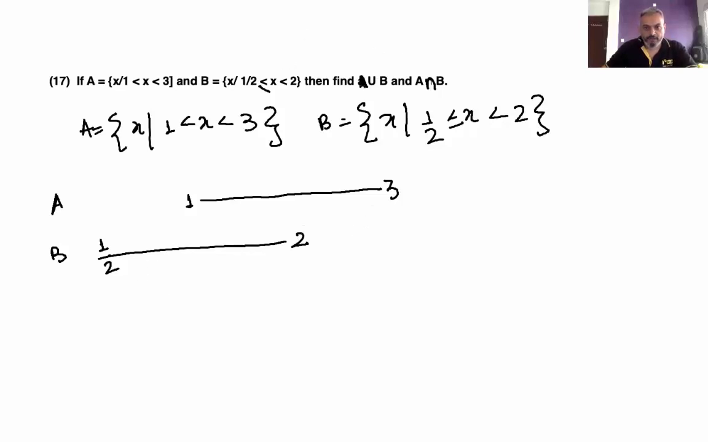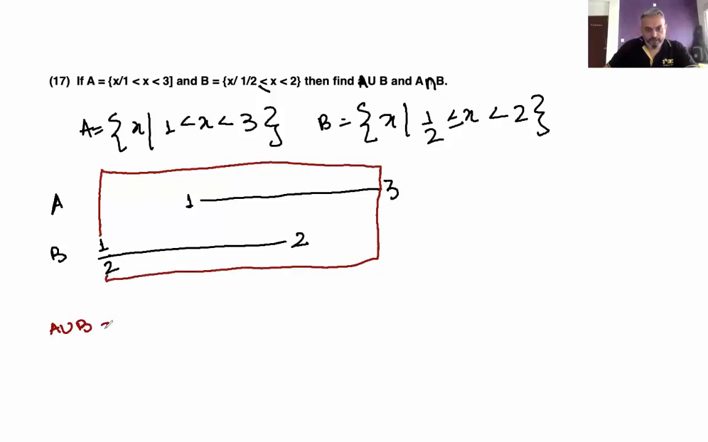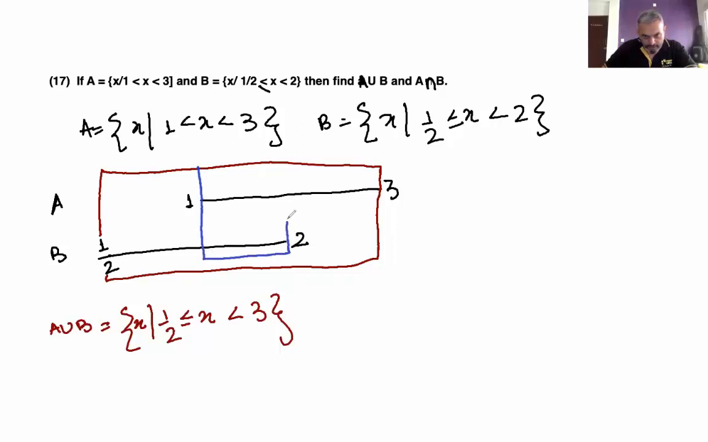Now first we have to find out A union B. So A union B means from your start till your end, which is equal to x, where x is greater than or equal to half, less than 3. And then A intersection B is, we have to take what is common. So common is from here till here, this area. This is A intersection B. So A intersection B is equal to x, where x is greater than 1, less than 2.